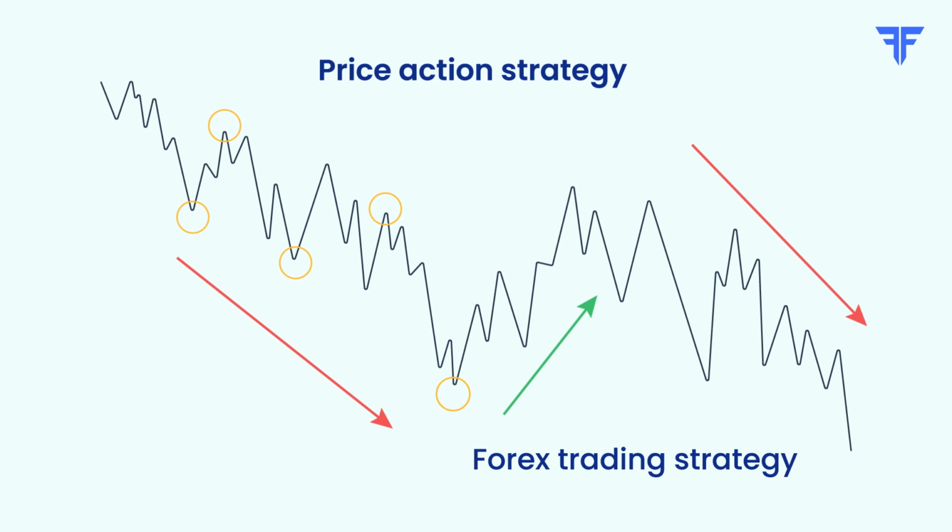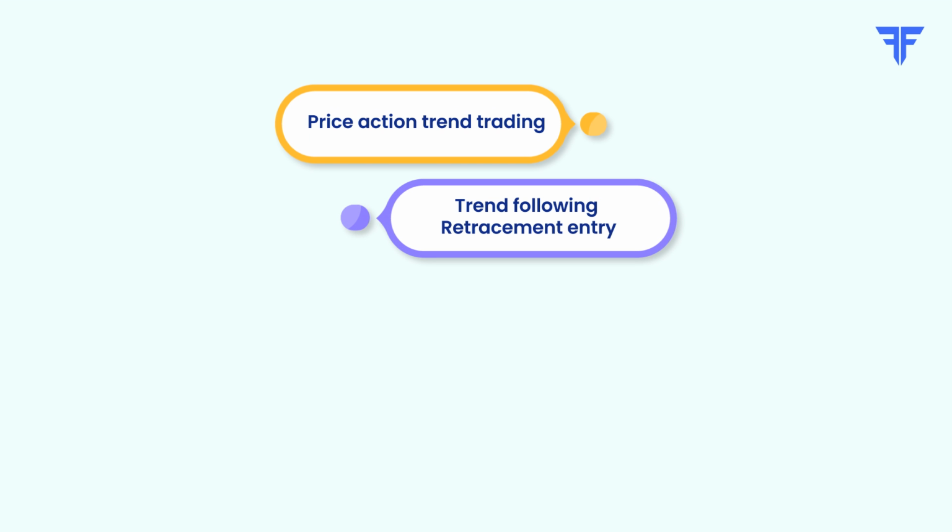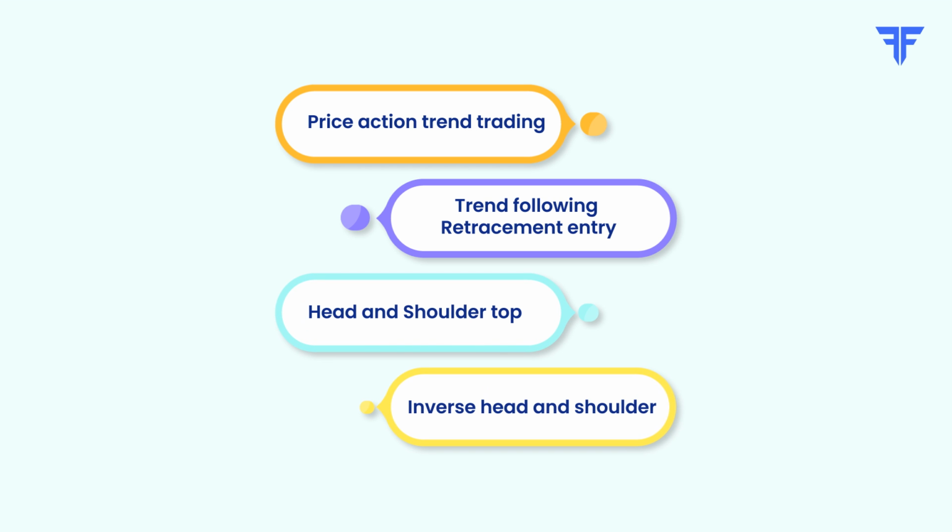Price action trading is a strategy that helps to predict market movements by spotting patterns or signals in the price movements of an underlying market. Some of the price action strategies are price action trend trading, trend following, retracement entry, head and shoulder top, inverse head and shoulder, and many more.